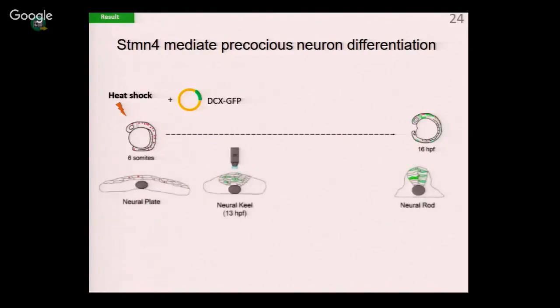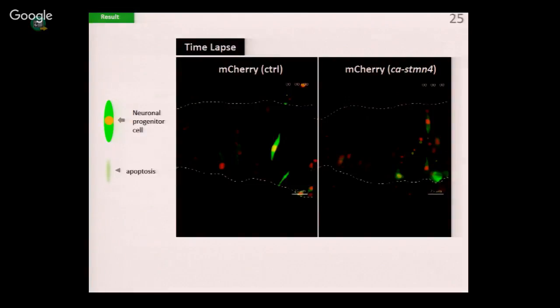The neuron development within time is shown here. First, they gave a heat shock treatment at the 6 somite stage, when neurons are still at the neural plate stage. At about 13 hours post-fertilization, which is the neural keel stage, they used time lapse to investigate the expression of tubulin and STEM4 until 16 hours post-fertilization, when the neural keel has become the neural rod. Here, the authors provide a short video of the time lapse.